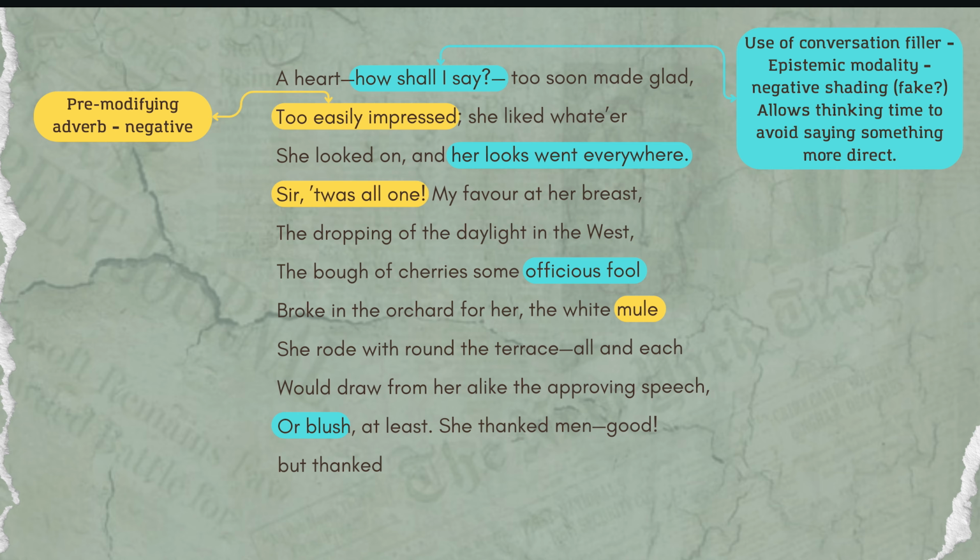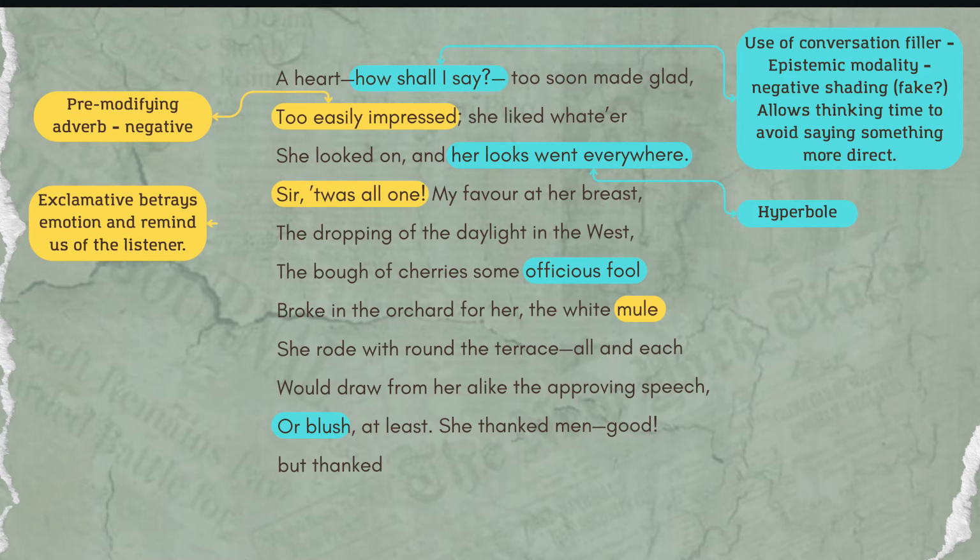She liked whatever she looked on, and her looks went everywhere. This use of hyperbole, this is betraying the depth of feeling that he had about her. And then he says this exclamative, "Sir, 'twas all one." So, it's betraying emotion, but it's also reminding us that he's talking to somebody. He's not just rambling on by himself. He's addressing this to this emissary who's going to pass it on. And it's almost like he's looking for some kind of support from the emissary, some agreement.